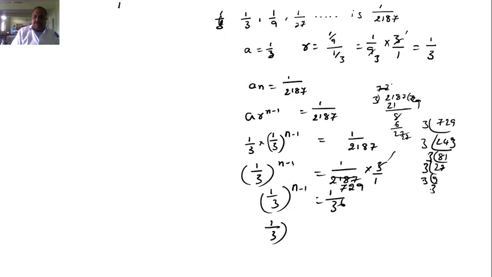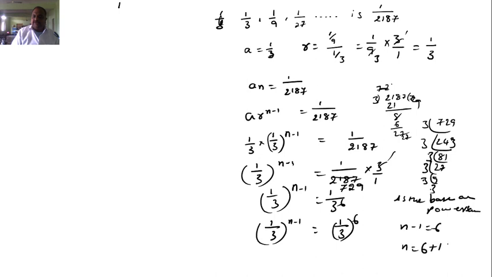1 by 3 whole to the power of n minus 1 is equal to 1 by 3 whole to the power of 6. As the bases are the same, the powers must be equal. So n minus 1 is equal to 6. n is equal to 6 plus 1, that is equal to 7. Therefore, the seventh term is 1 by 2187.